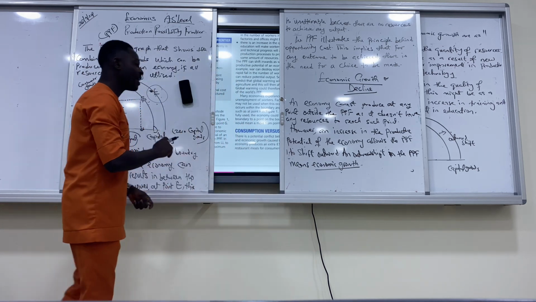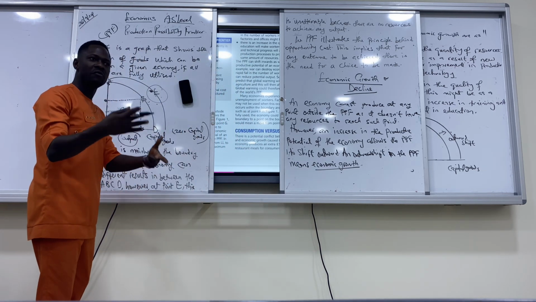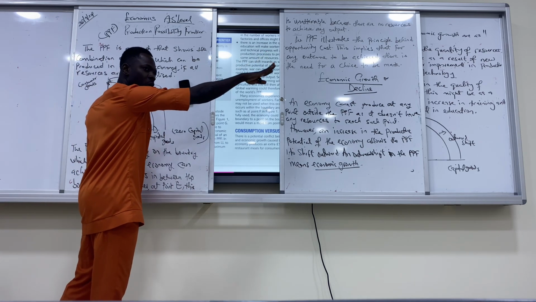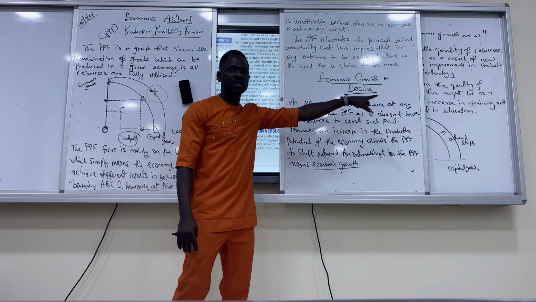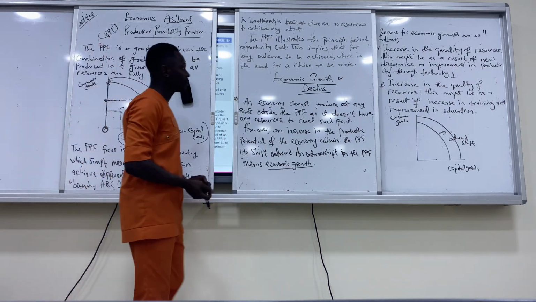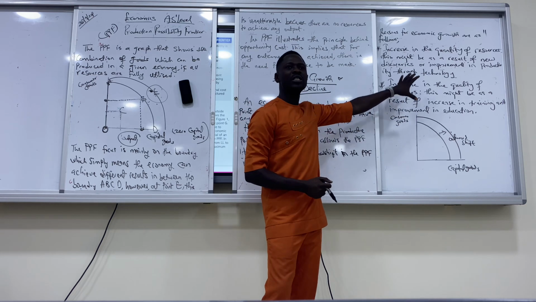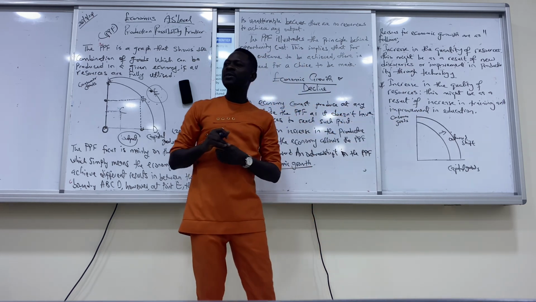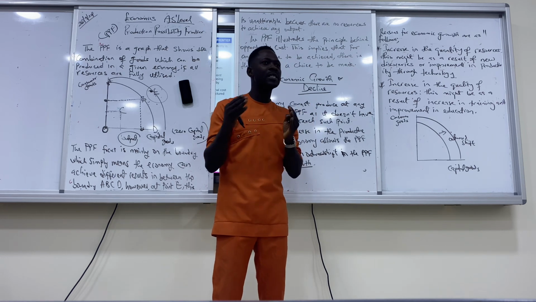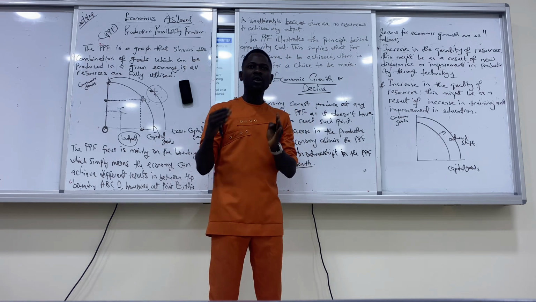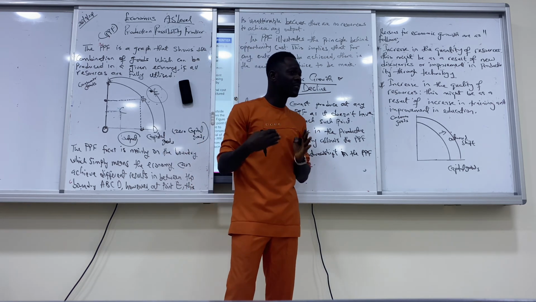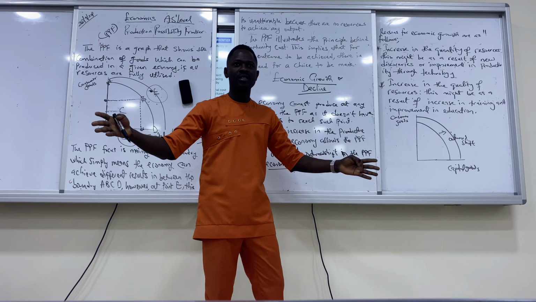So we can literally move out of the PPF if we are able to meet the following situations. So what are the situations that will allow us to get to this point? Number one, increase in the quantity of resources. When we talk about increase in the quantity of resources, we're talking about maybe the raw materials are increasing. Technology has made the outputs become faster and better. Sometimes because we don't have technology, we are unable to produce large quantities.